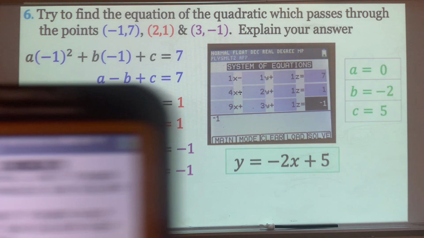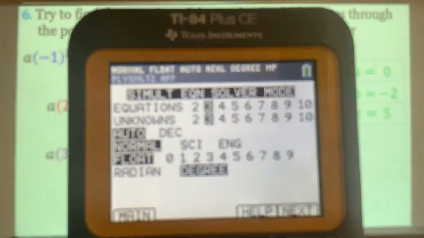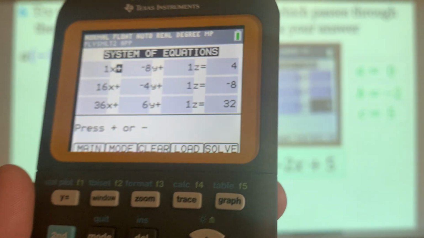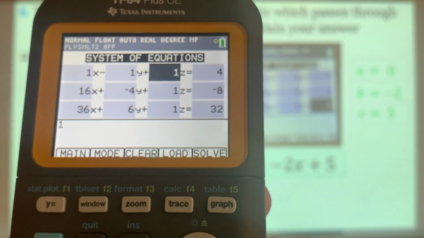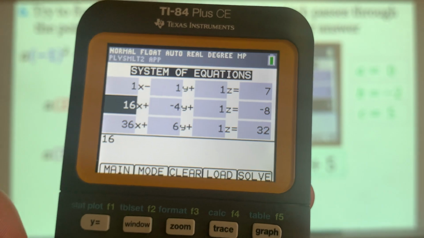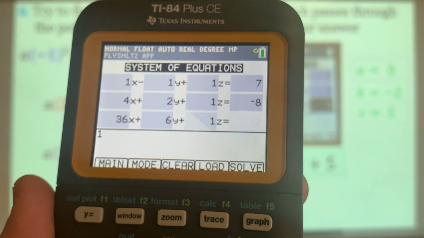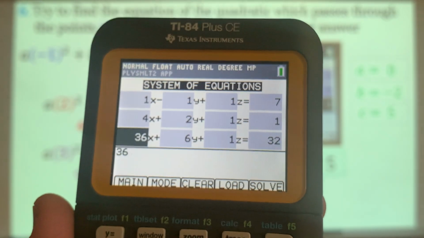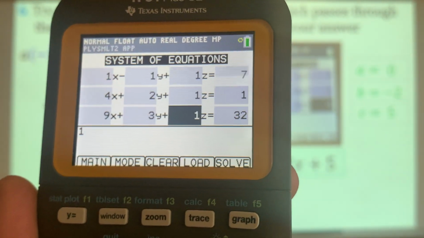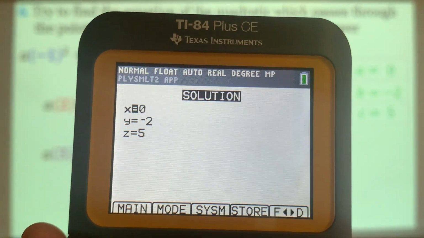In case you're wondering what I just did, once again, I went to here. I got all my stuff in, 3 and 3. I go through my stuff. I go 1, -1, 1, and 7. Good. This is 4, 2, 1, and 1. That was a nice one. And the last one is 9, 3, 1, -1. All right, I did all this, hit solve: 0, -2, 5.